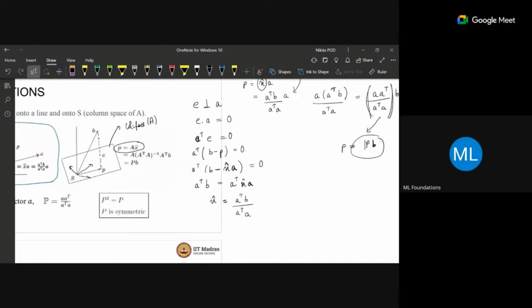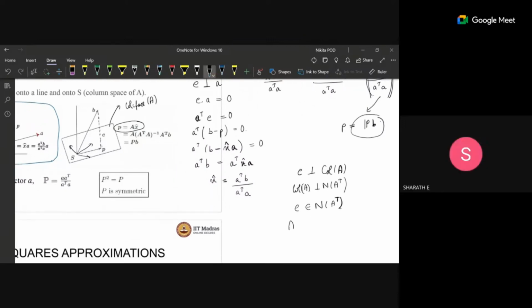Now, you see that this E is perpendicular to the column space of A, right? And when E is perpendicular to the column space of A, we know that the column space of A is perpendicular to the null space of A transpose. It means your E should belong to the null space of A transpose, right? Now, when E belongs to the null space of A transpose, it means what? It means A transpose E should be zero, right?